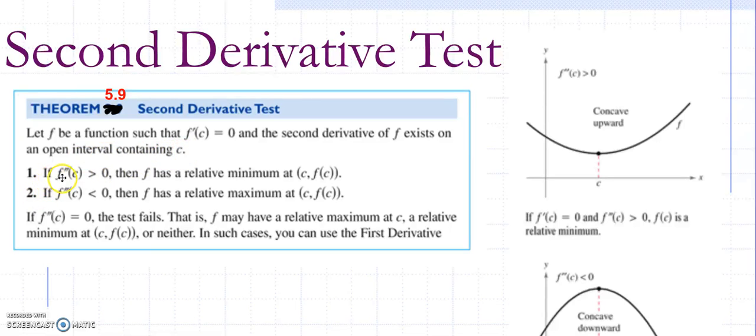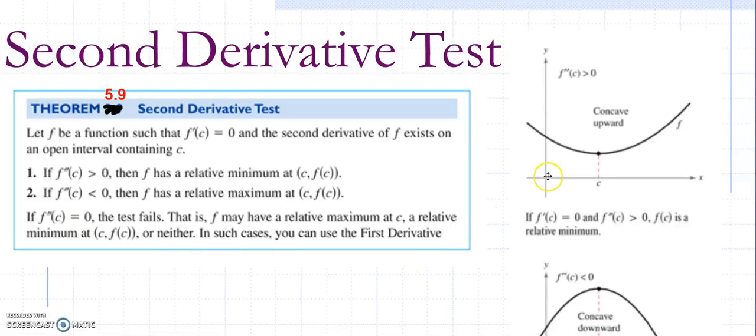So then if the second derivative at c is greater than 0, then f has to have a relative minimum at c, f of c. And if the second derivative at c is less than 0, then f has to have a relative maximum at c, f of c. If the second derivative at c equals 0, then the test fails. So that just tells us that we need to try something else. So f may have a relative maximum at c, or it may have a relative minimum at c, or it may have neither. So if the test fails, then we have to do the first derivative test.